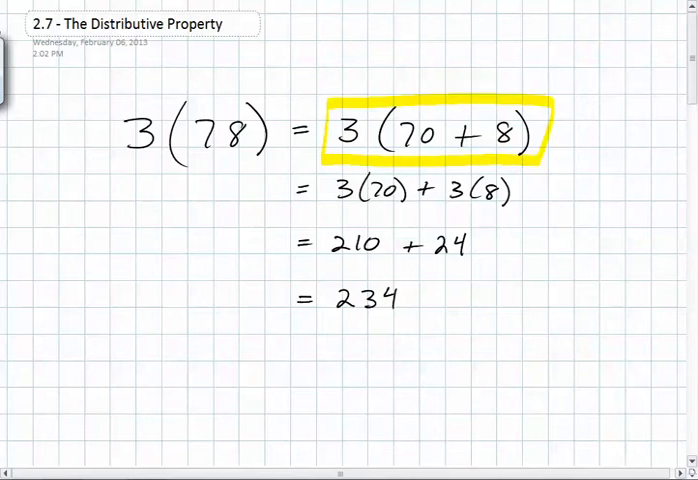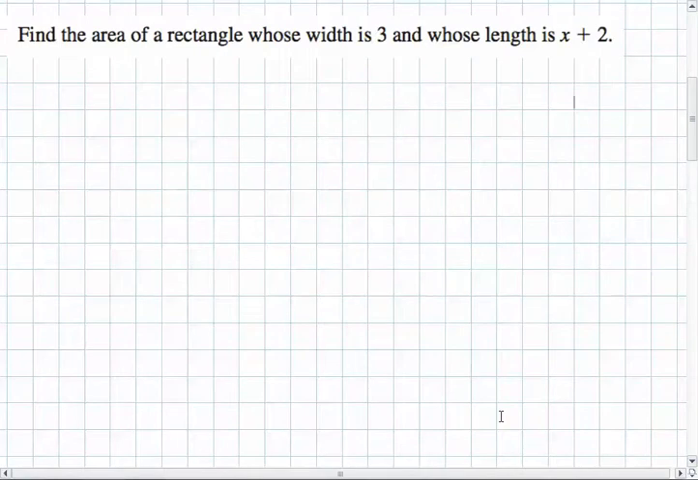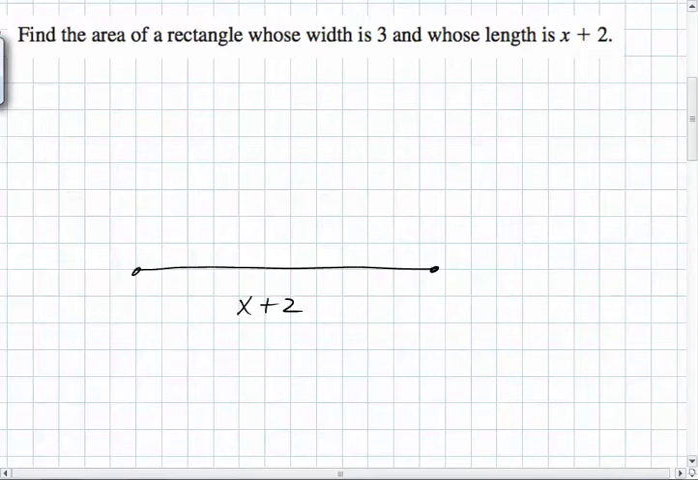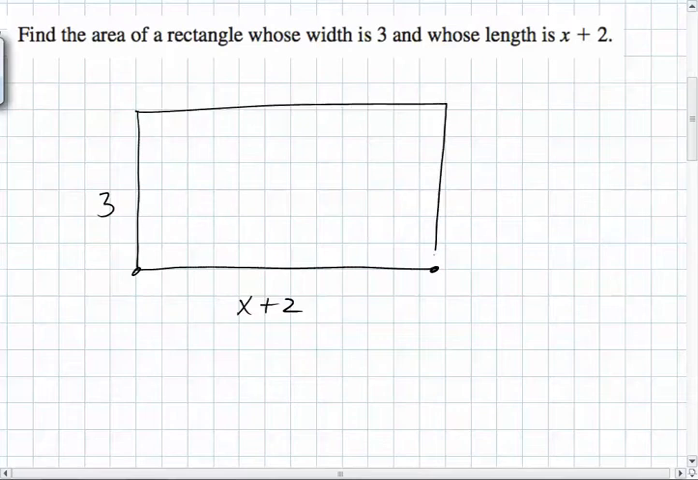Another way you might have seen the distributive property is in a question like this. Find the area of a rectangle whose width is 3 and whose length is x plus 2. So we'll say that this right here is x plus 2. We don't really know what x is, but we'll just give it a distance. And the height is going to be 3. So how would you go about finding the area here?